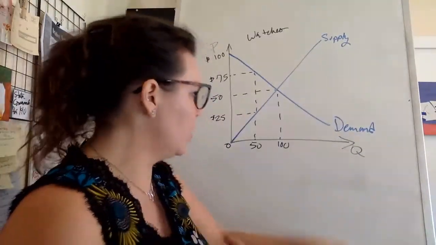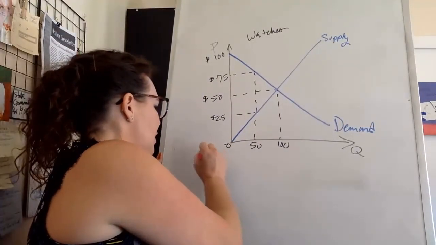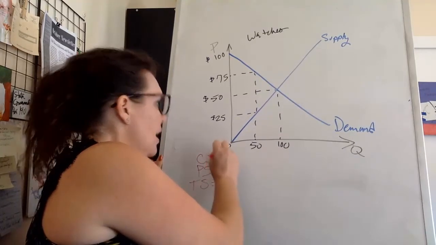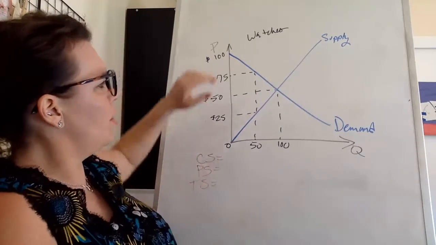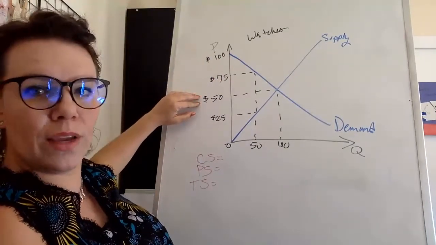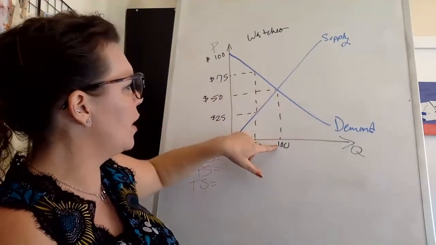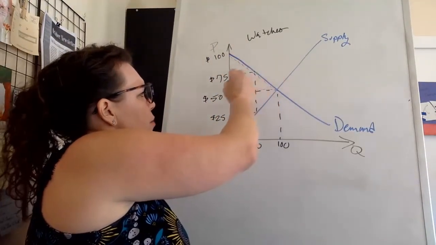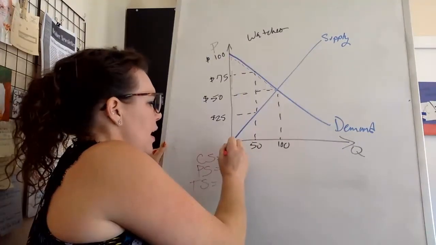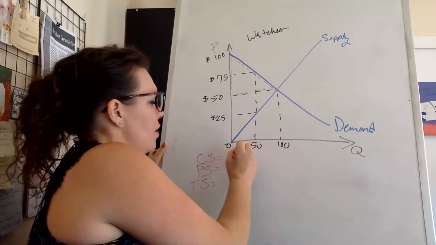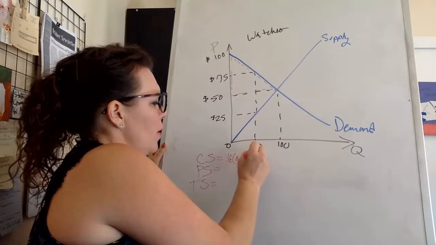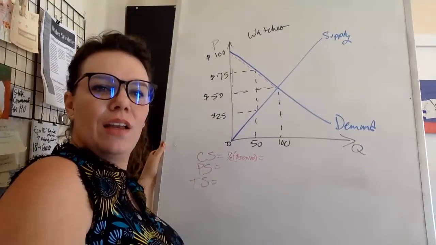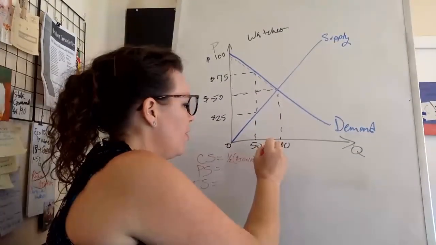So let's start out with the consumer surplus, producer surplus, and total surplus without the tax. In equilibrium right now, we have a price of $50 and a quantity of 100 watches. Consumer surplus is going to be the area below the demand curve and above the price line. So that's going to be a triangle with the area 1/2 of $50 times 100 watches, or $2,500.